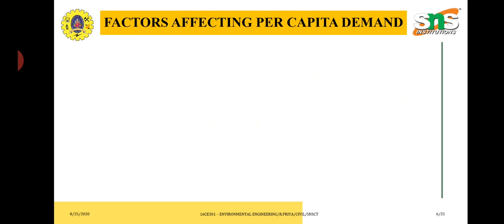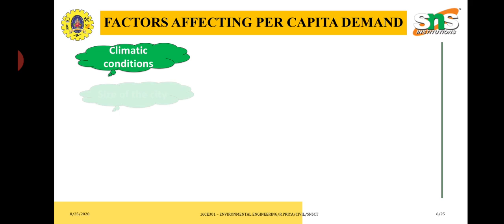So let us discuss the various factors that affect the per capita demand. The first one is the climatic condition. In hot and dry climatic conditions, the amount of water demand is very high. We use water for various purposes such as gardening, bathing, etc. In hotter and dry conditions, we consume a large amount of water, so the per capita demand will be high in the hotter regions.